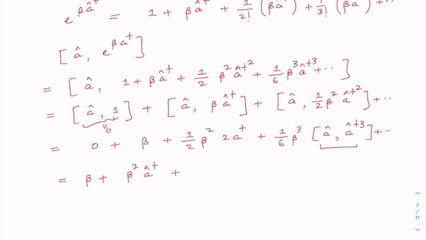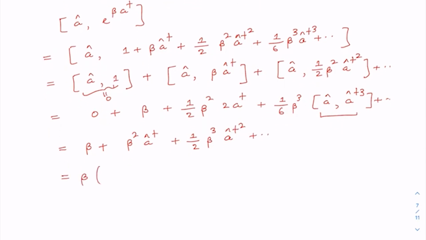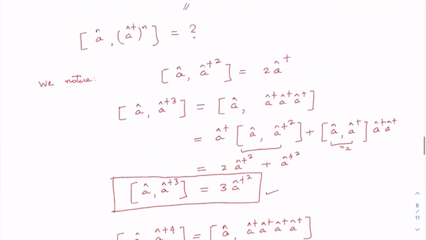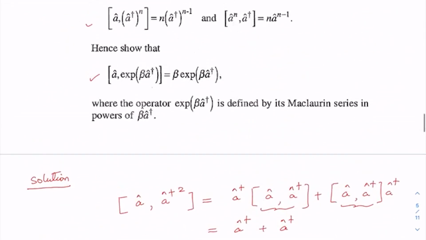So therefore I will have here a half β³a†², and this I can now write as β times (1 plus βa† plus a half (βa†) whole square). Therefore this expression I can write as β e to the power βa†. So this is what was asked to prove. Yes, so therefore we have proved this relation.